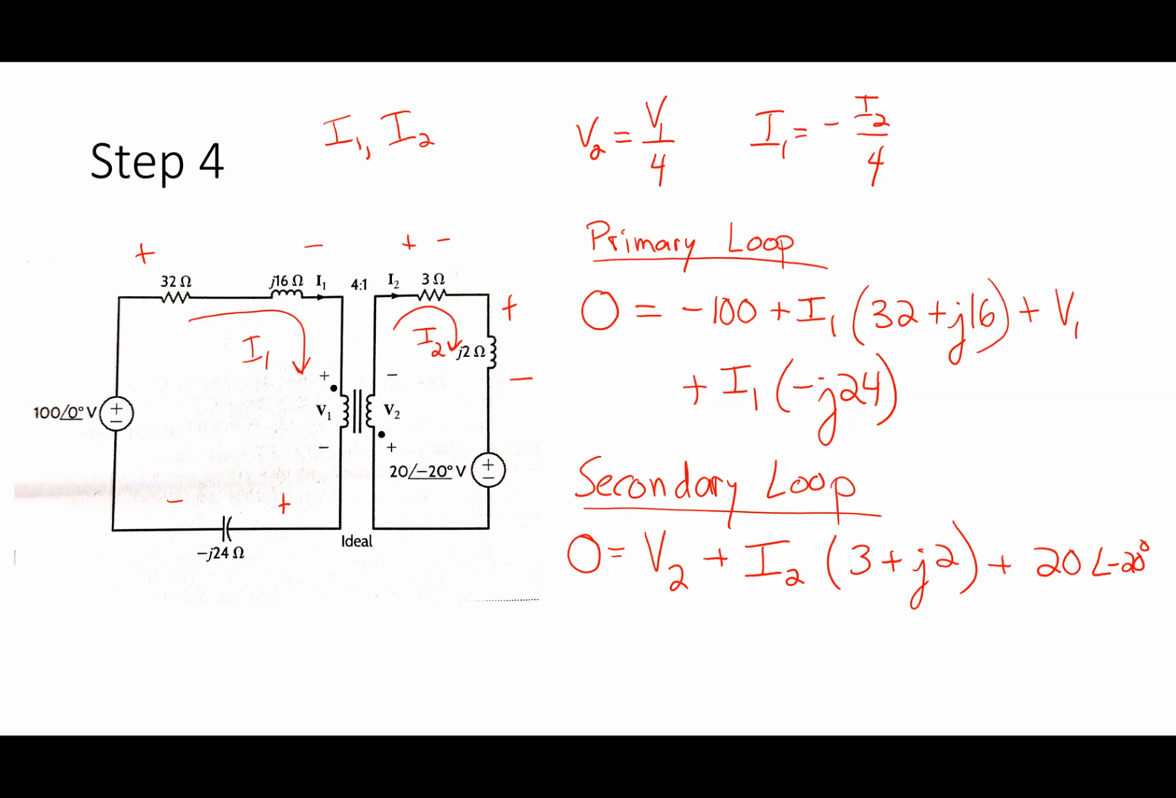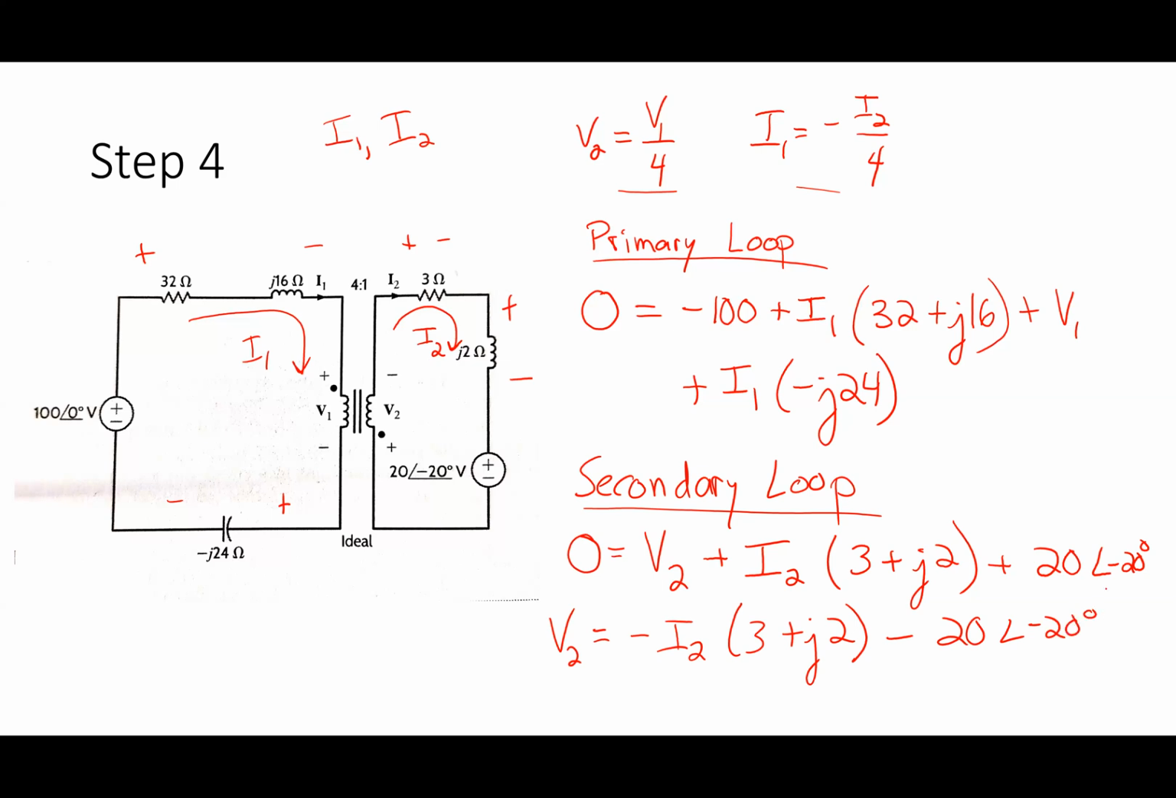I've got a whole bunch of different variables, don't I? Right? So now I've got 4 variables and 2 equations, but I actually have another 2 equations that I can use, that come from the transformer relationship. Okay. So what I'm going to do over here is rearrange this guy and say V2 equals what? Well, let's move the V2 over here. And now I've got V2 equals negative I2 times 3 plus J2 minus 20 angle negative 20, like that.